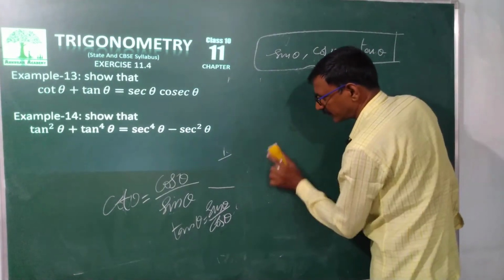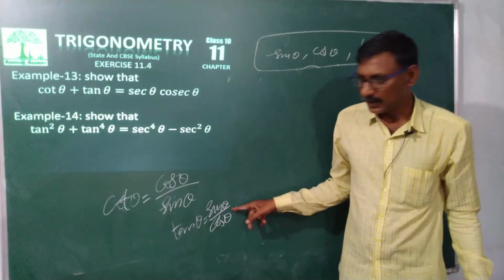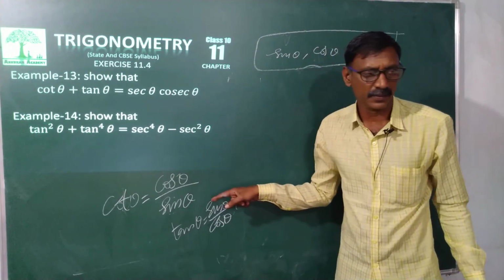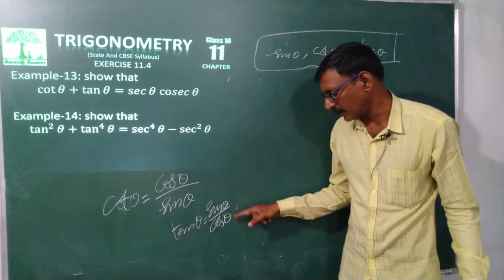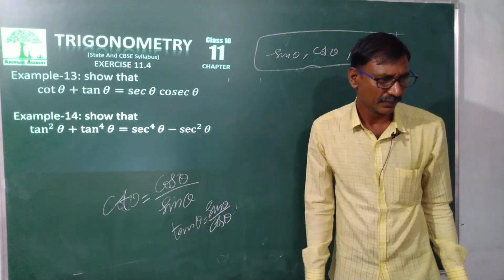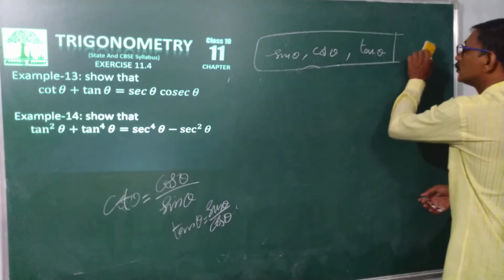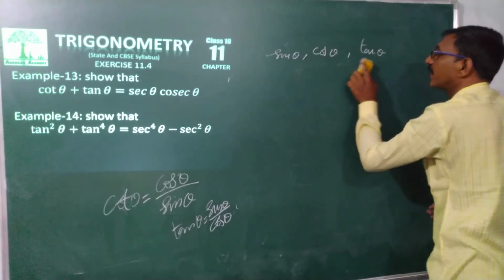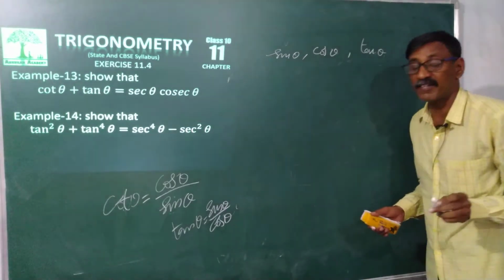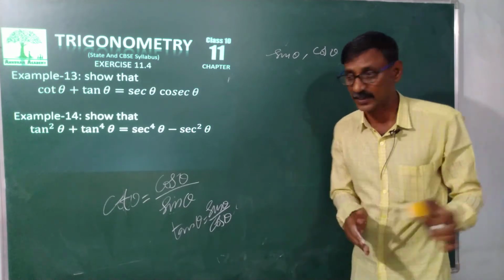Here we discussed tan theta in terms of sin and cos like this, and cot theta in terms of cos and sin like this. Cos by sin is nothing but cot. Sin by cos is nothing but tan. And also important, we already proved these; I would like to show those relations again here. These are very, very helpful to solve these problems. That's the reason I am explaining once again.